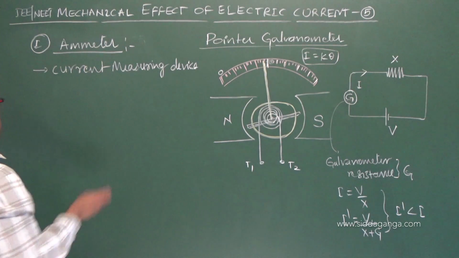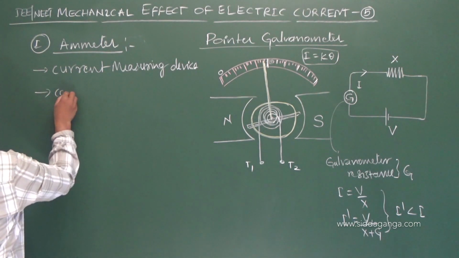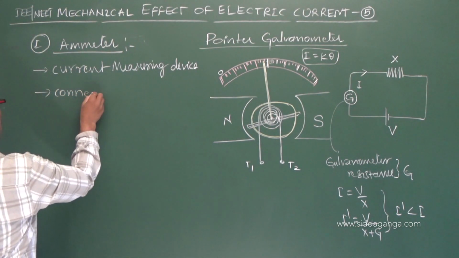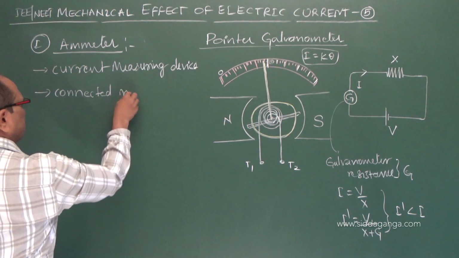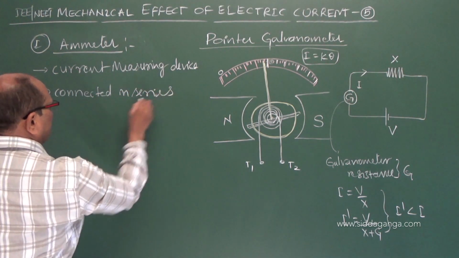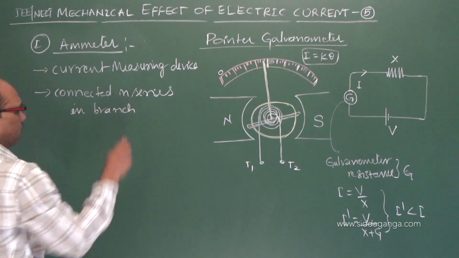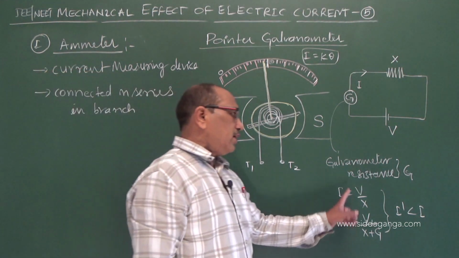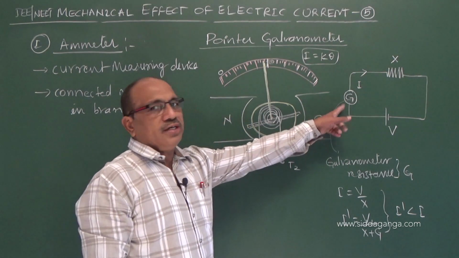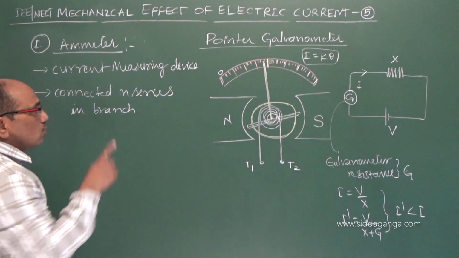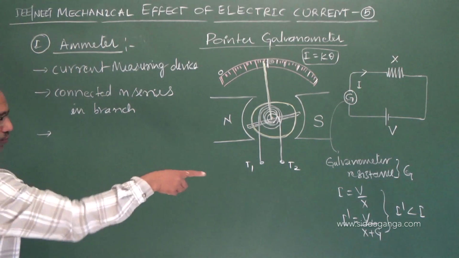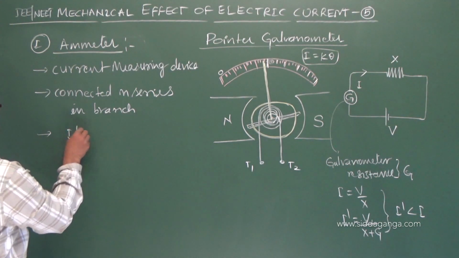It is a current measuring device to measure the current connected in series in a branch. So in any branch where you want the current, you have to connect this galvanometer or ammeter in series to measure the current. What happens after that? I dash becomes less than I.